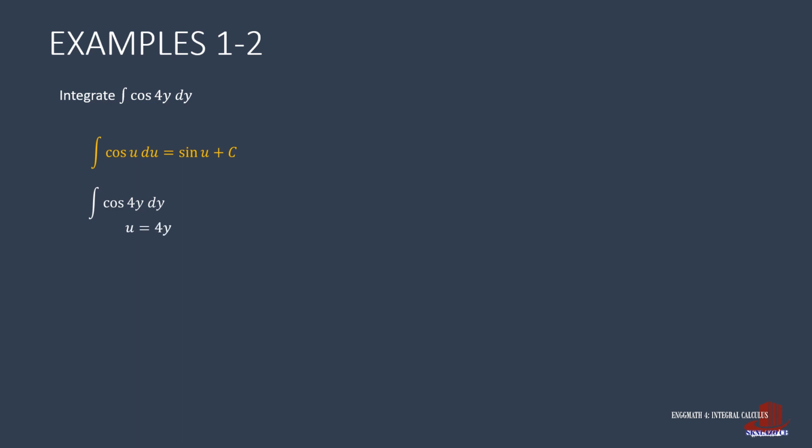We can note that u is 4y and its derivative is 4 dy. Having a derivative of 4 dy requires a little adjustment of the function. That is, 4 is multiplied to the derivative and 1/4 is placed right before the integral. So using trigonometric integration, the integral of cosine 4y dy is equal to 1/4 of sine 4y plus c.